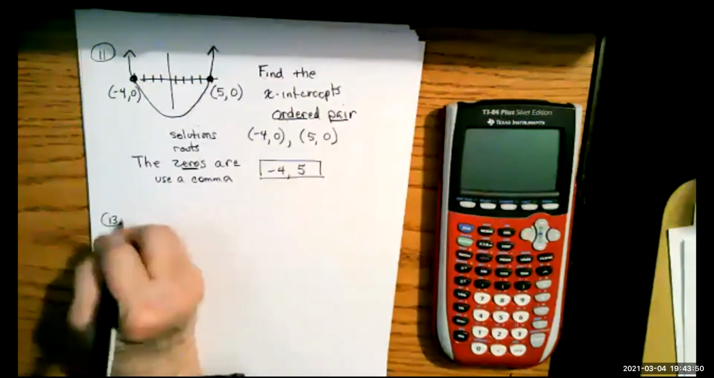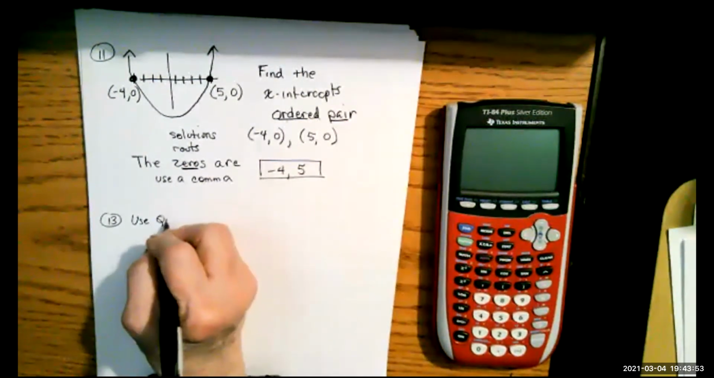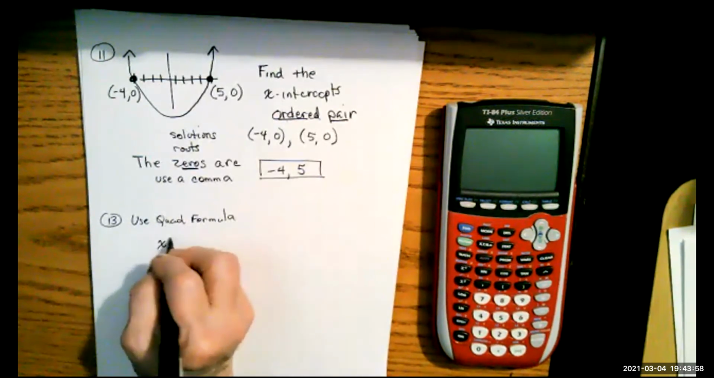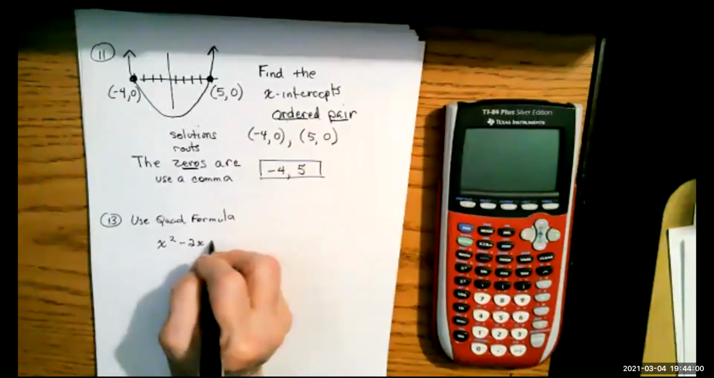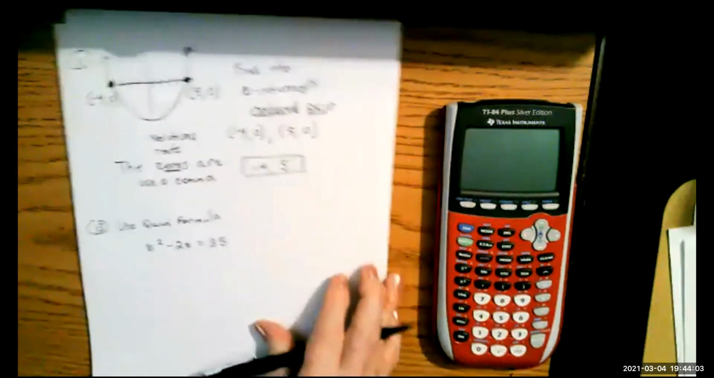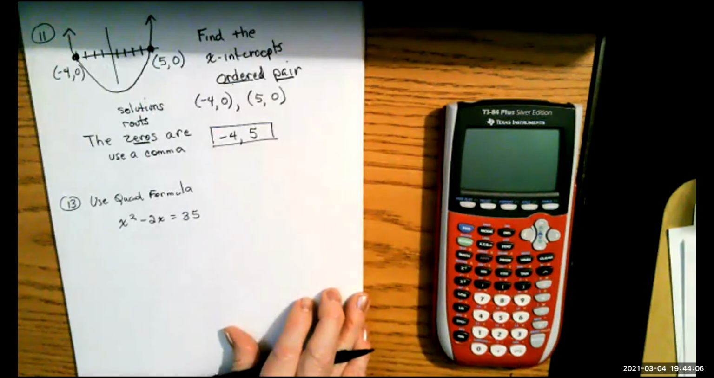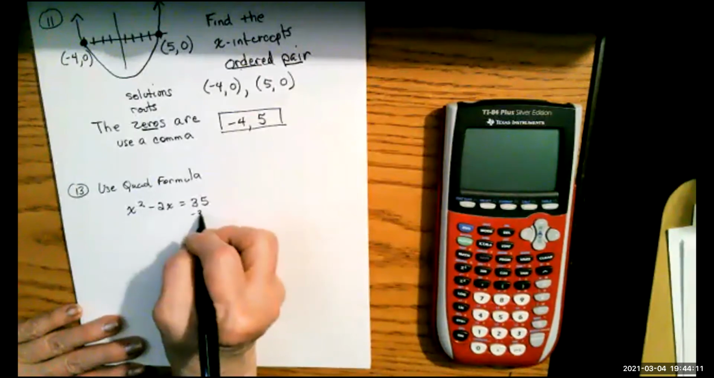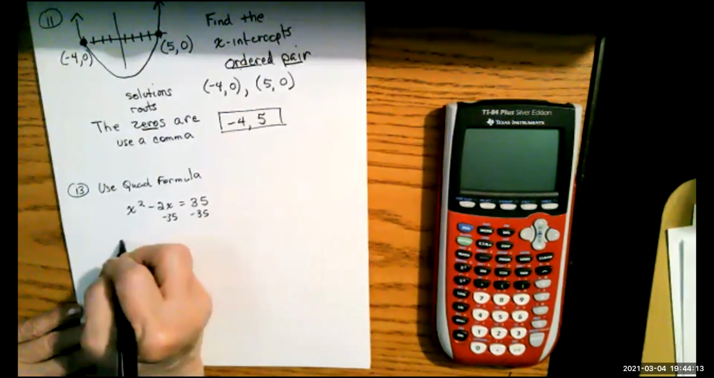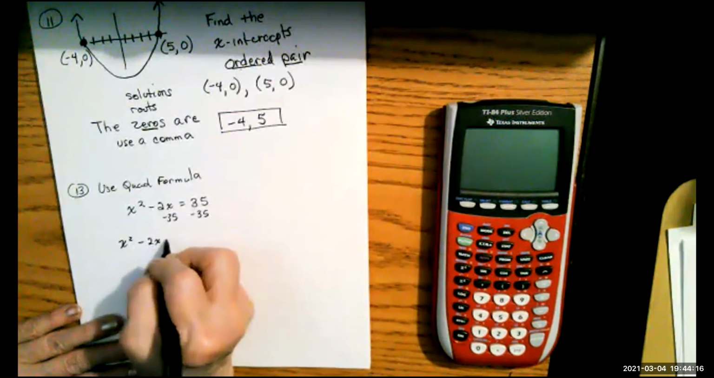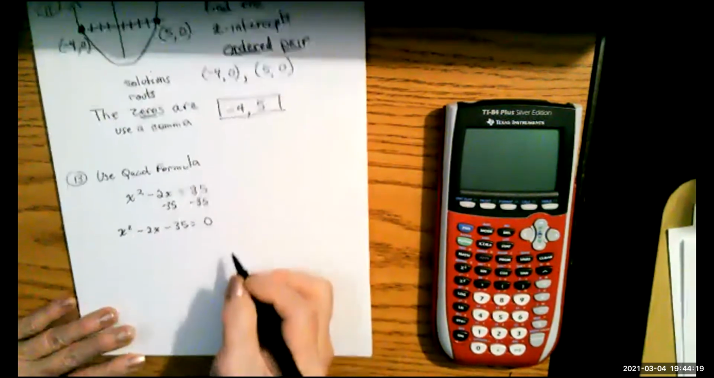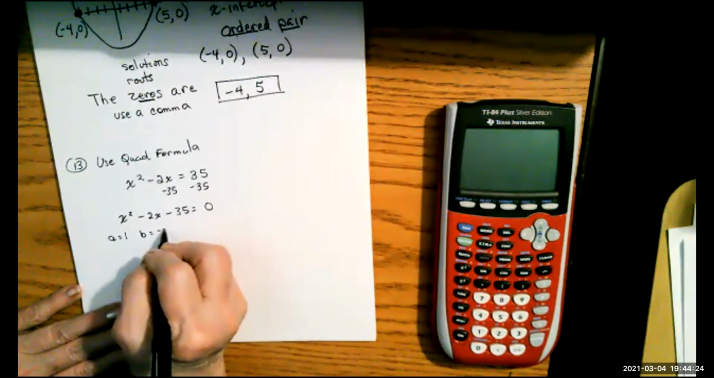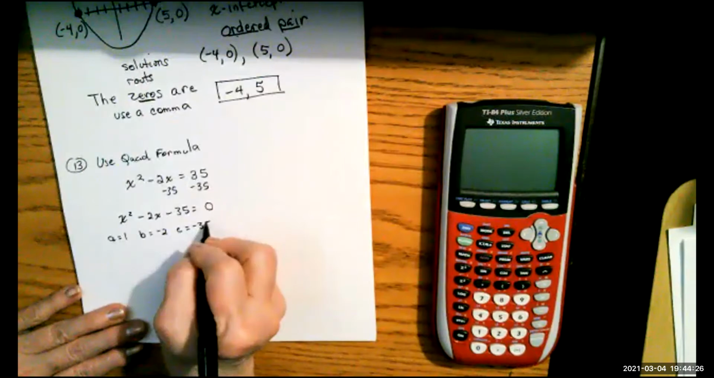All right, let's do number 13. It actually says use the quadratic formula to do it. It doesn't say for you to do it any other way. x squared minus 2x equals 35 is the problem. And you have to remember that you are finding zeros. So this has to be a 0 over here. So you'll have to subtract your 35 before you can start this problem. And identify what your a and b and c is. a is 1, b is -2, and c is -35.